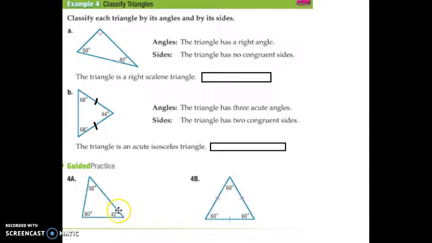And quickly guided practice, I'll go through it fast. I have 3 angles that are all acute. All the sides are different, they're not marked, so it'd be acute scalene. And then over here I have all the angles are acute, and all the sides are equal. This would be an equilateral triangle. You could say acute equilateral, but equilateral implies that they're all acute.